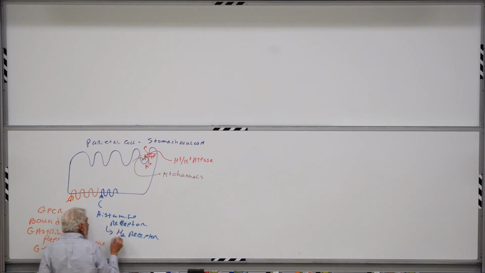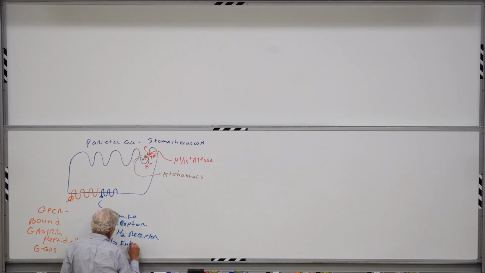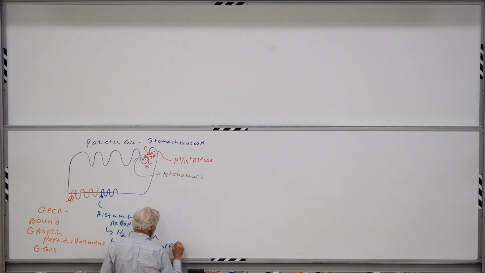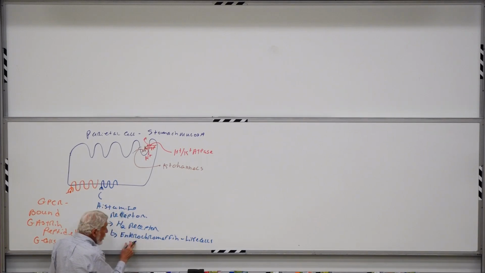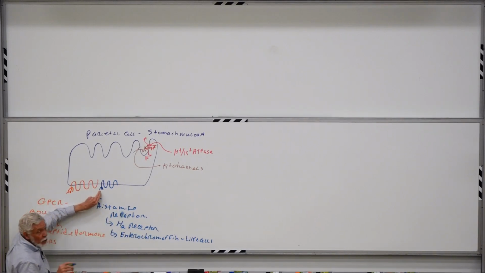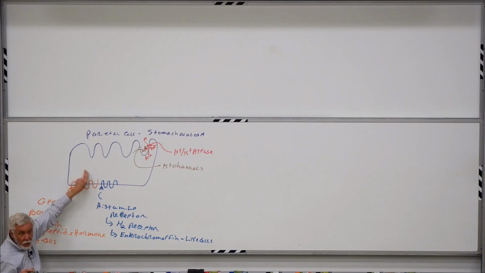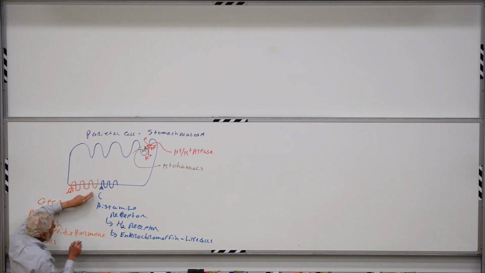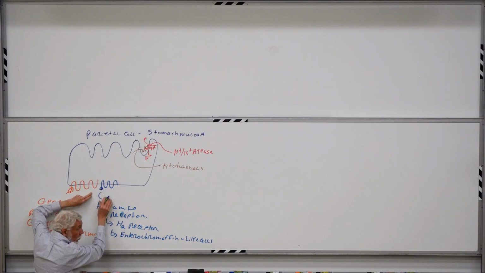The histamine that binds to this receptor originated in the enterochromaffin-like cells. The enterochromaffin-like cells released the histamine in a paracrine fashion, because remember, those ECL cells were neighbors of the parietal cells among the epithelial cells in the gastric pits. And that histamine then would bind to this receptor, the G protein coupled receptor.